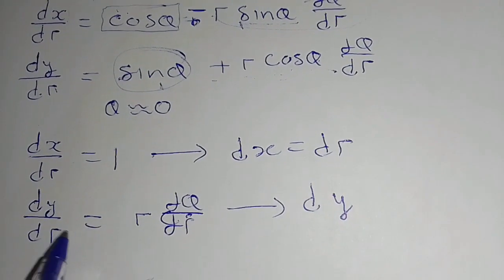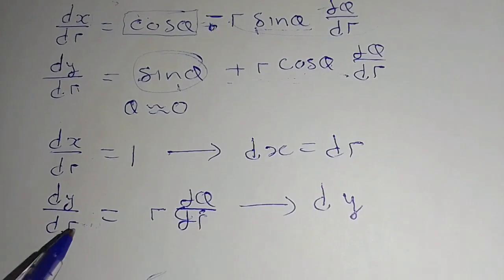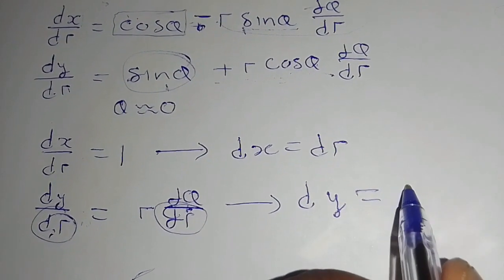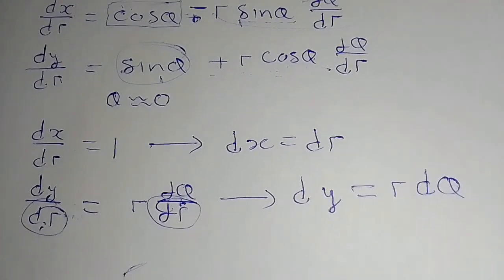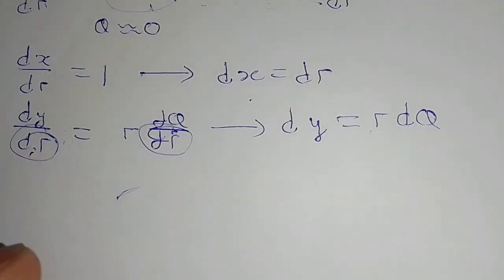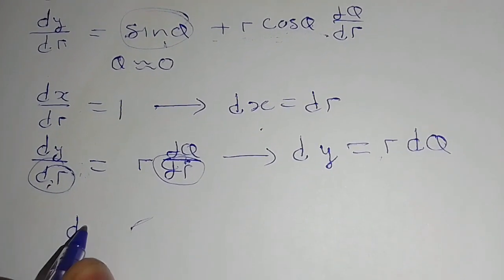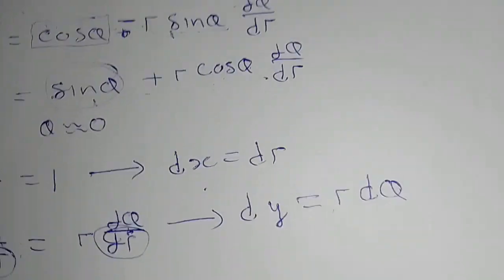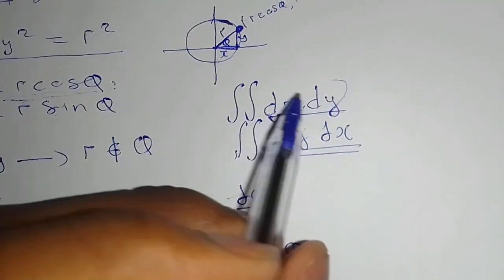that means that you have to basically multiply both sides by dr, and then you have this, and then you have that. So dy is basically going to be r d theta. Then you have dx dy. So when you multiply them, dx dy or dy dx, the multiplication doesn't really matter. What matters is how you'll be integrating.